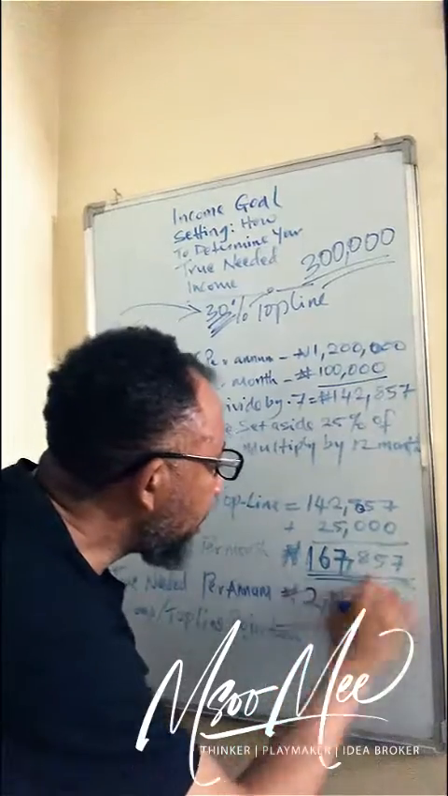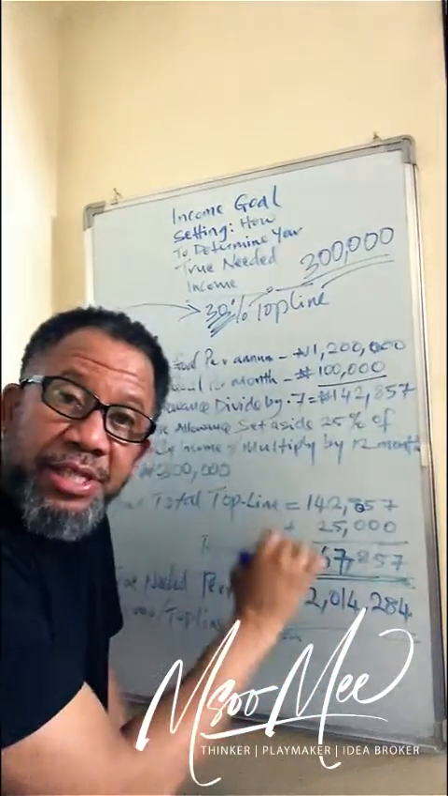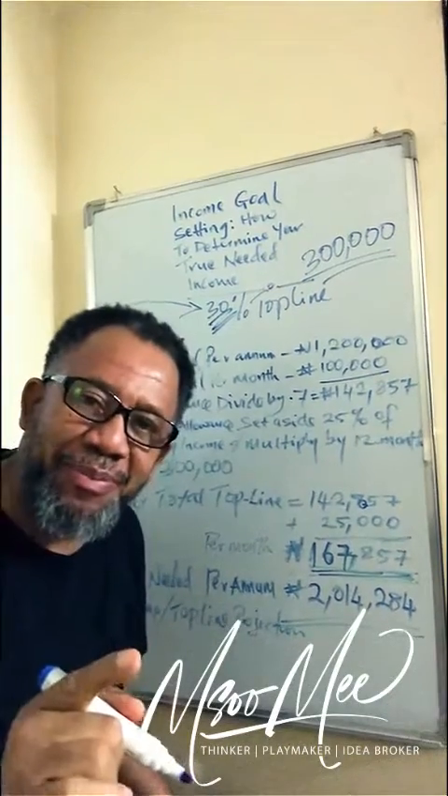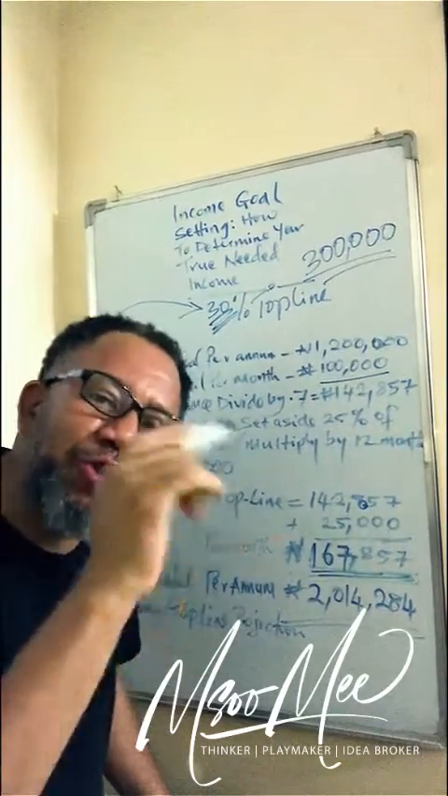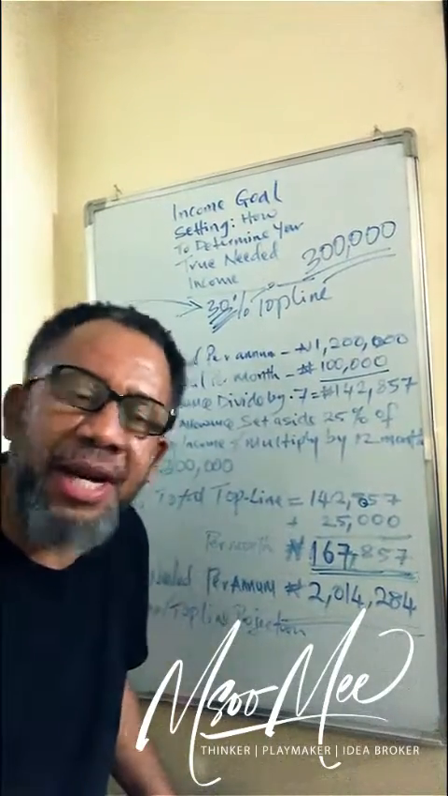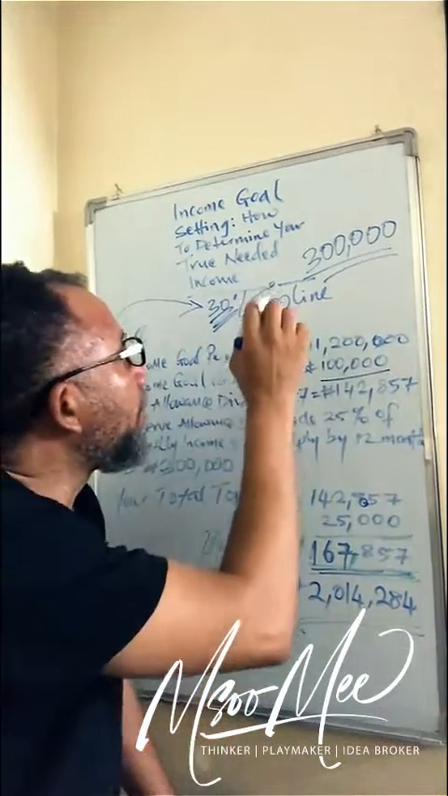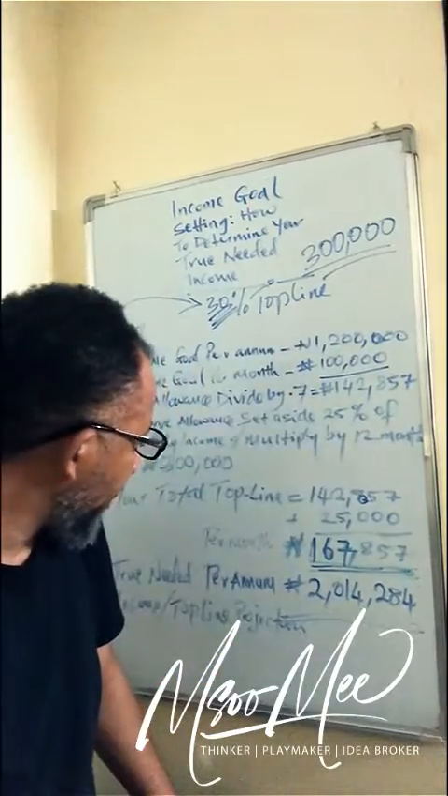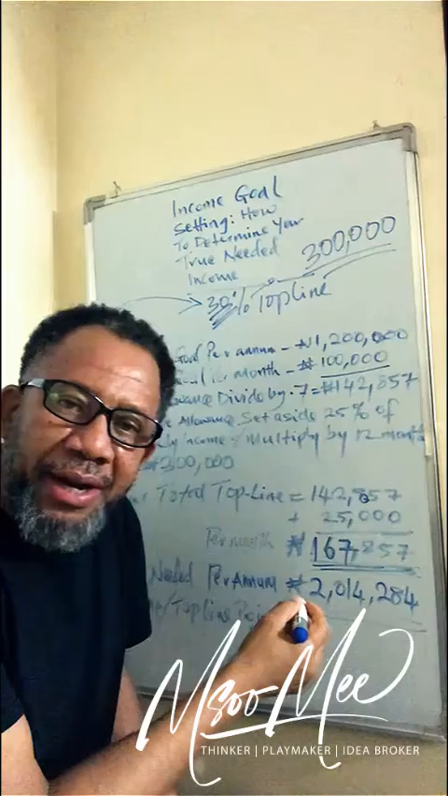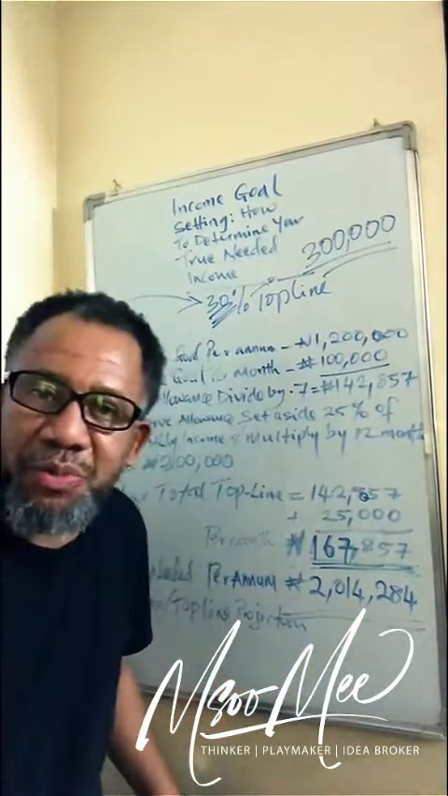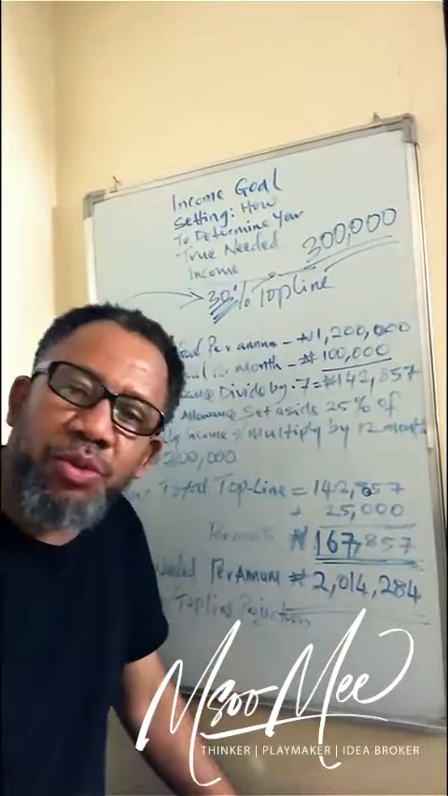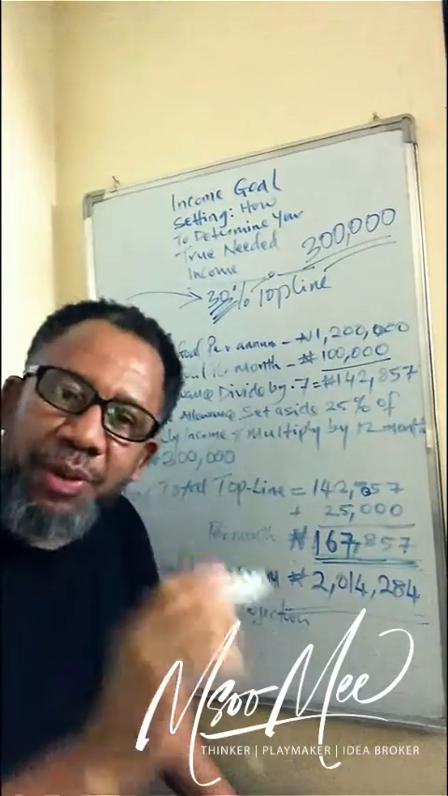Now this 167,857 naira becomes your true needed income. The income that you need to generate in order for you to utilize 100,000 naira a month, in order for you to utilize 1.2 million naira. Your true needed income per annum will be 2 million naira instead of 1.2 million naira. In fact, it will be 2,014,284 naira instead of 1.2 million naira.